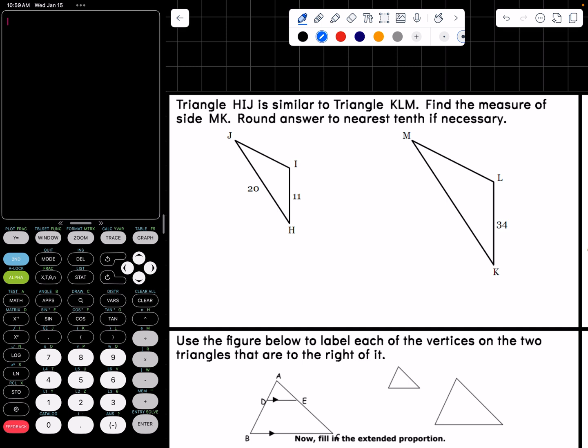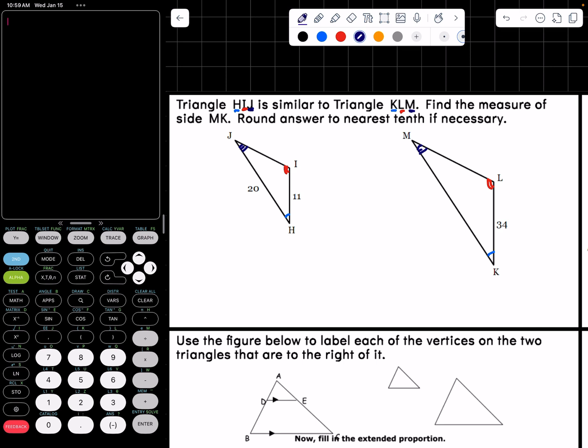First thing we need to do is make sure that we label our angles to be in the same spot. So H and K are both in the first position. I and L are in the second position. And then M and J are in the third position. So we know where our angles are. That's going to help us set up our proportion because our sides have to correspond.